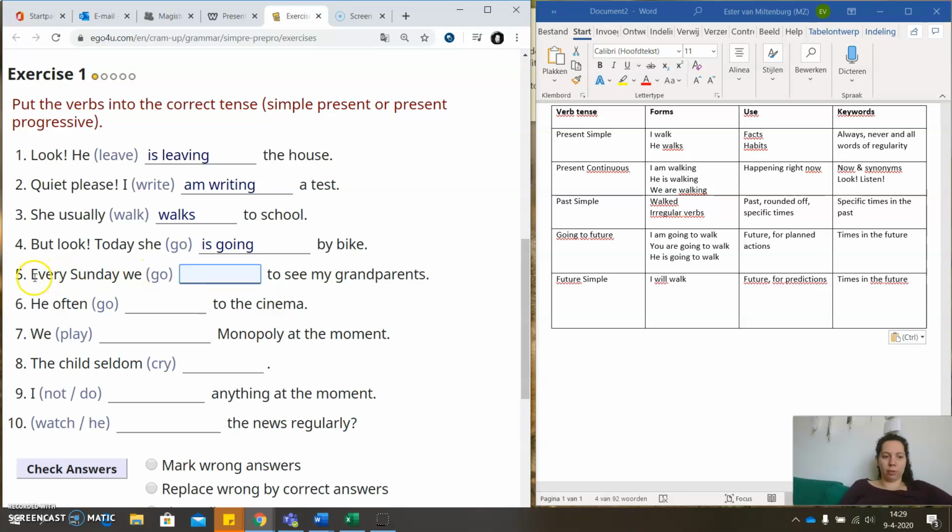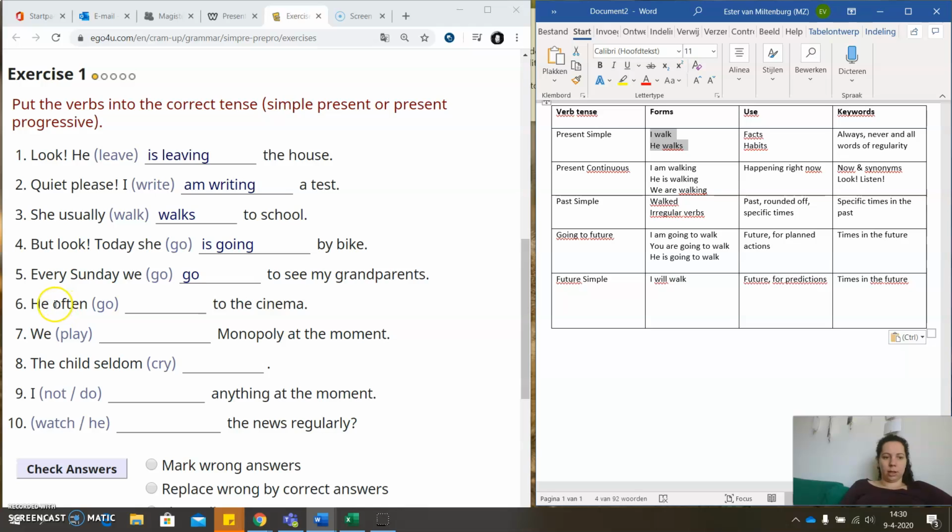In 5, I find the keyword every Sunday, and that sounds like a regularity, right? Elke zondag, dat is regelmaat. So the stem in this case, because it's subject, is we, so we use go for our present simple, because look, that's where it was in our overview, words of regularity, which is a present simple.